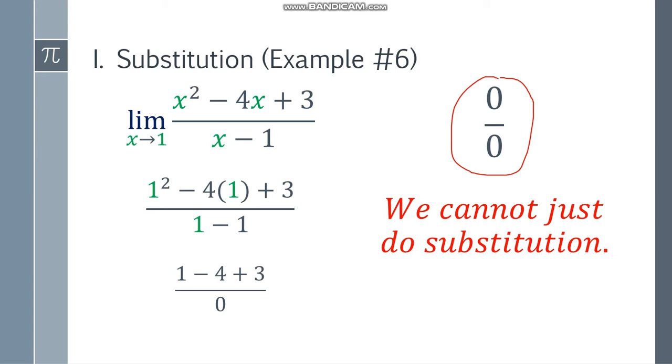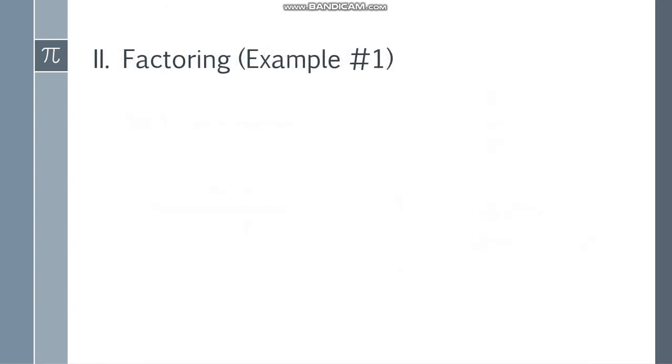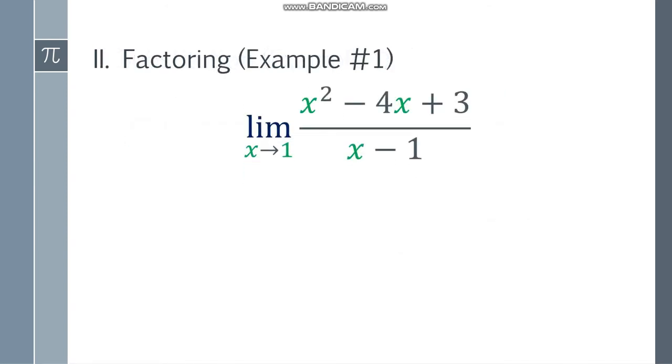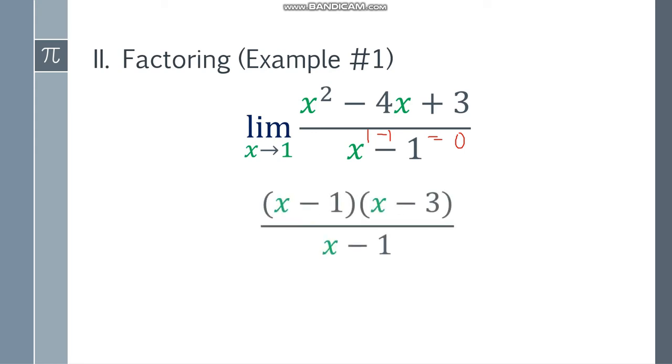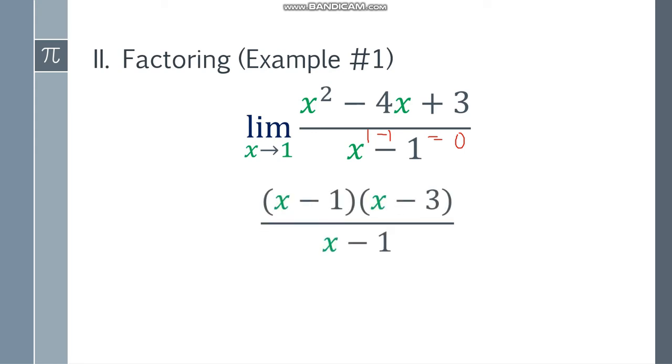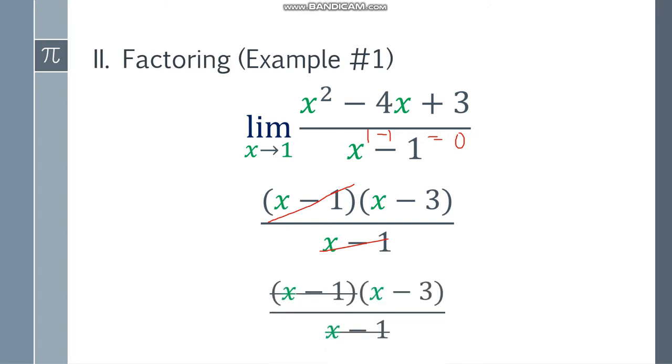So I will introduce you the second method. That will be factoring. So let's get back to the problem. We need to factor this one out as much as possible. We cannot do direct substitution because 1 minus 1 is equal to 0. We cannot have a 0 in the denominator. So if we factor x squared minus 4x plus 3, that will be the quantity x minus 1 multiplied by the quantity x minus 3. As you can see, we could cancel x minus 1. So the remaining part will be x minus 3.